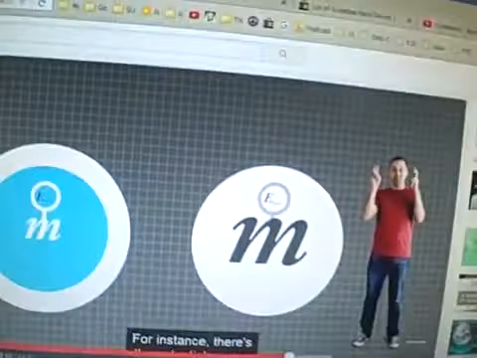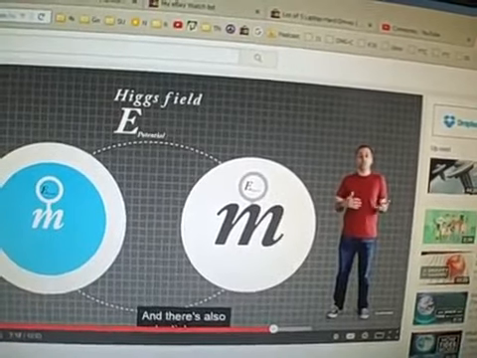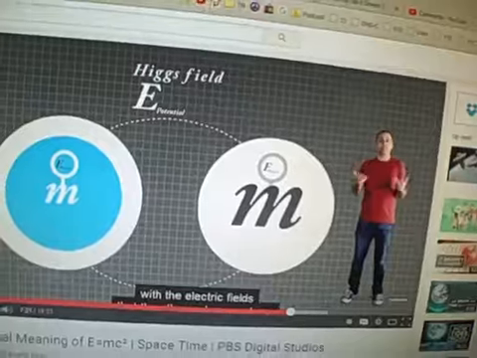This potential is just a silly word. The whole universe, the entire ether that's creating gravity, is all potential energy, potential mass. For instance, there's the potential energy associated with the interactions of electrons and quarks with the Higgs field. And there's also potential energy that electrons and quarks have from interacting with the electric fields that they themselves produce. Right, again, so all this crap is just crap.